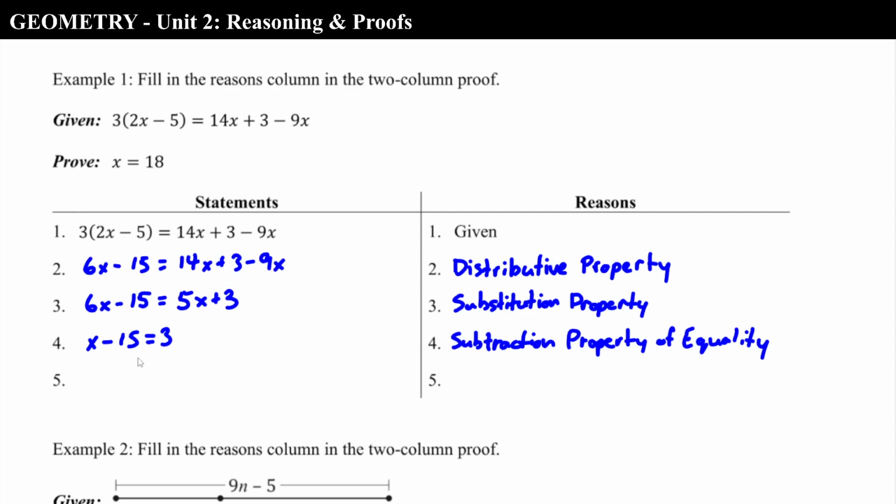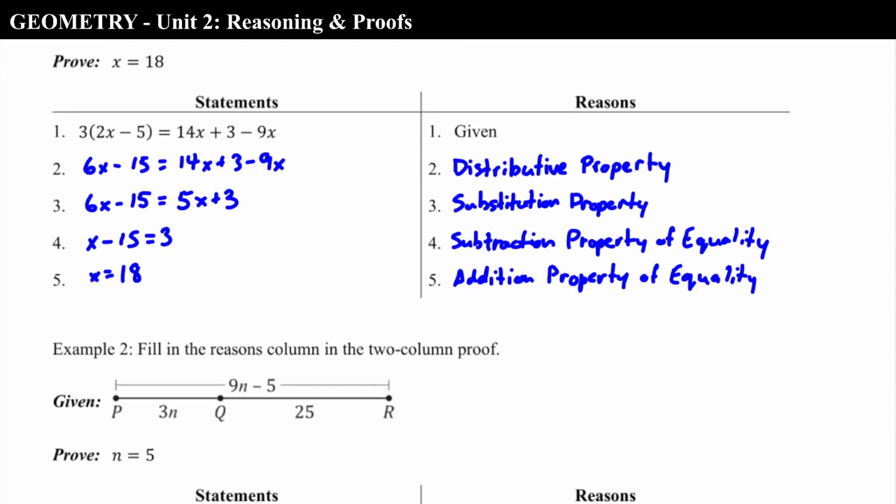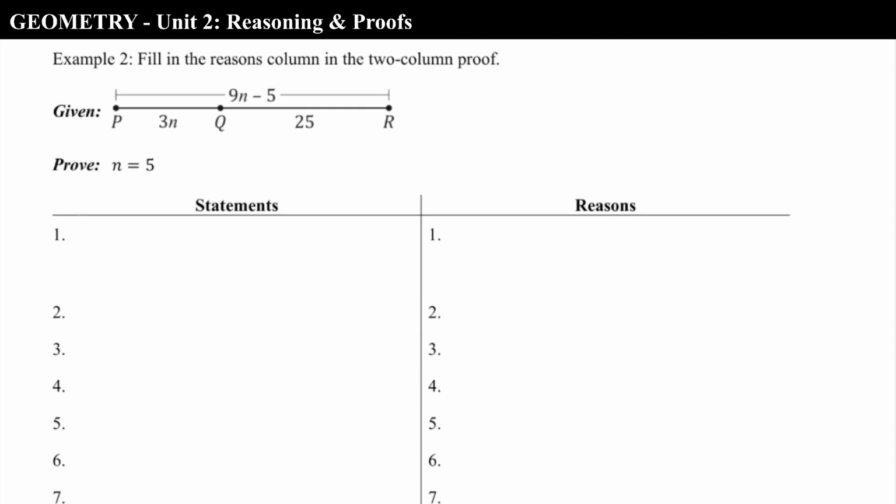And then we are going to add 15 to each side. And that was the addition property of equality. And that concludes this proof. So this is a simple algebraic example. Let's throw in just a touch of geometry.